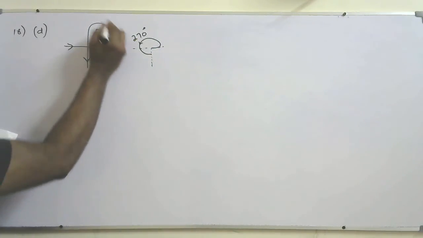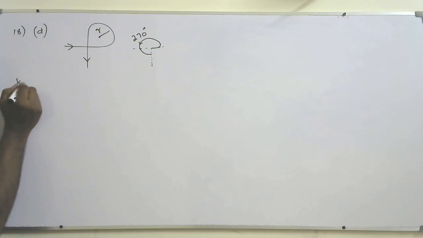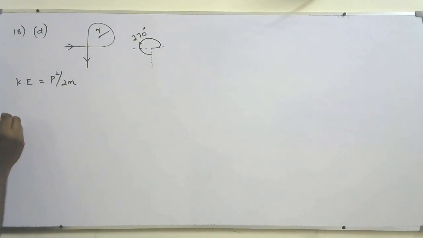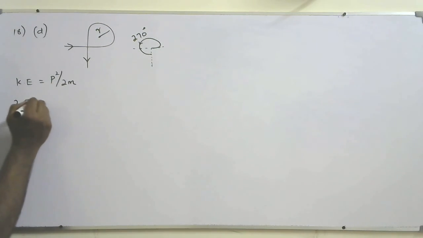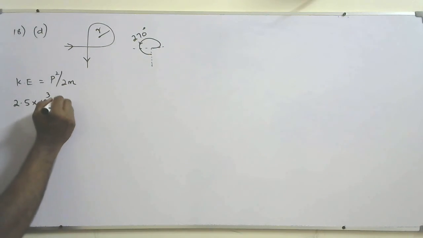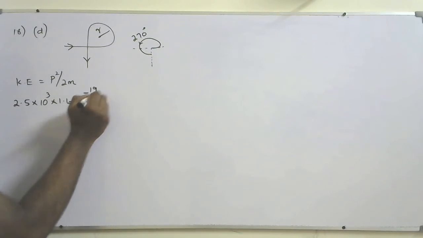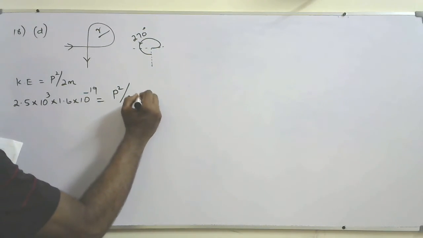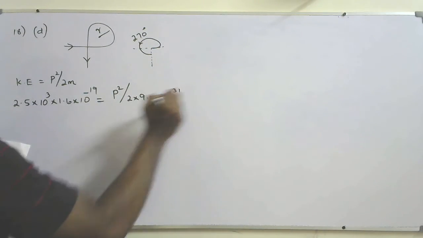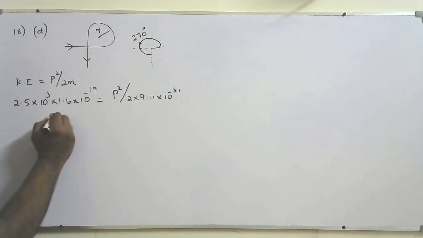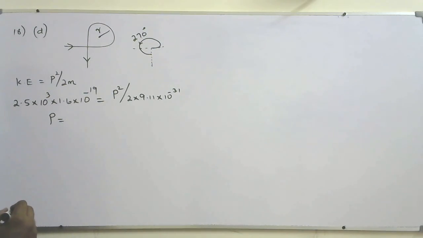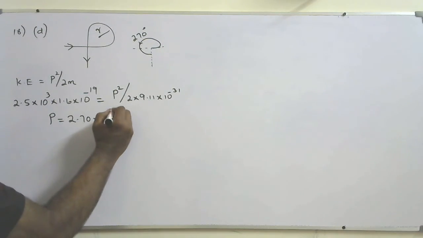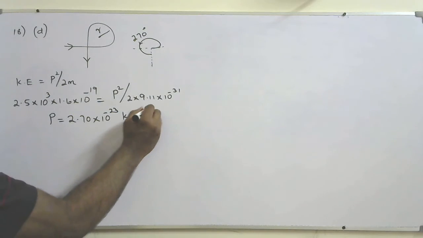Okay, to turn the path of the electron like this, I know the kinetic energy equals p squared over 2m. Kinetic energy is given as 2.5 kilo electron volts. Kilo means 10 to the power 3, times 1.6 times 10 to the power minus 19, converting electron volts to joules, equals p squared over 2 times 9.11 times 10 to the power minus 31 for the electron. From this, find the momentum. The momentum will be 2.70 times 10 to the power minus 23 kilogram meters per second.